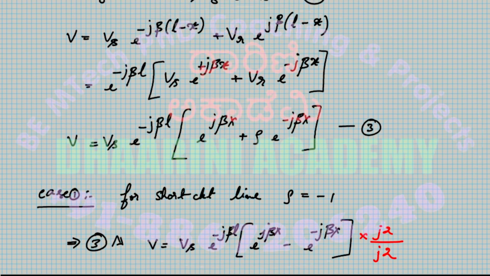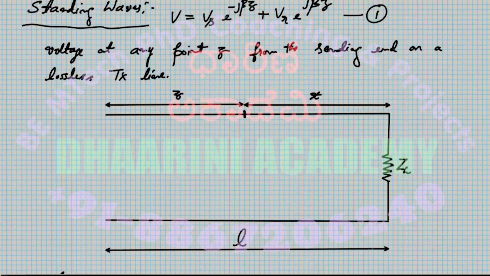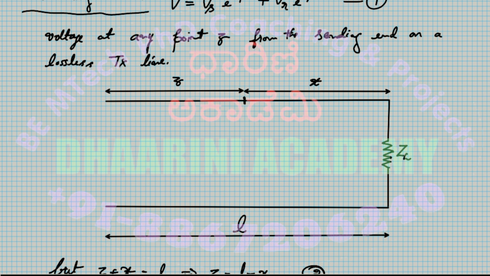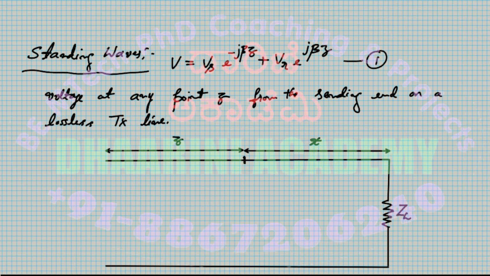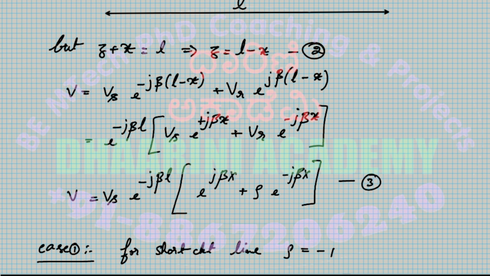Okay, this equation 3, just now we started the discussion about the standing waves, right? So there you can see initially we started with the regular equation of voltage at any point on the line in terms of Z. Then in order to bring the distance from the load, we modified it and wrote it like this, equation number 3. Is it okay?